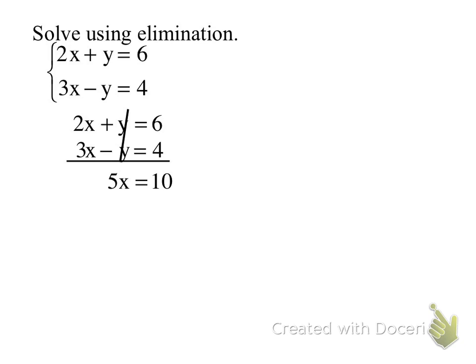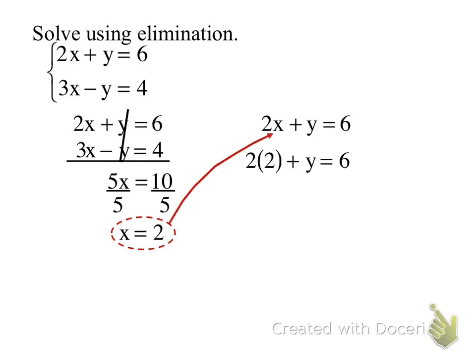What would we do next? Let's go, Olivier. Divide both sides by 5, and we are left with x is equal to 2. And then I go back to either original equation and substitute 2 for the x. So I'm going to take either original equation and substitute in x for 2. 2 times 2 is 4 plus y equals 6. And so I'm going to subtract 4 and y is equal to 2.